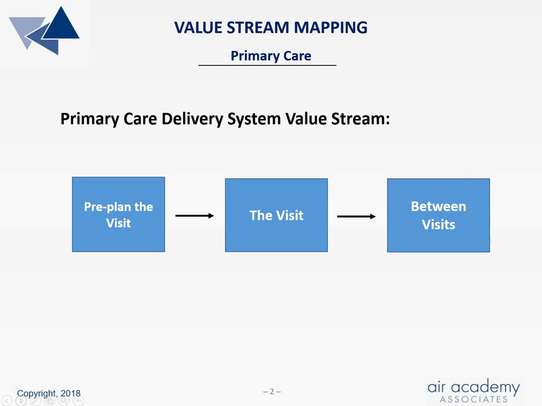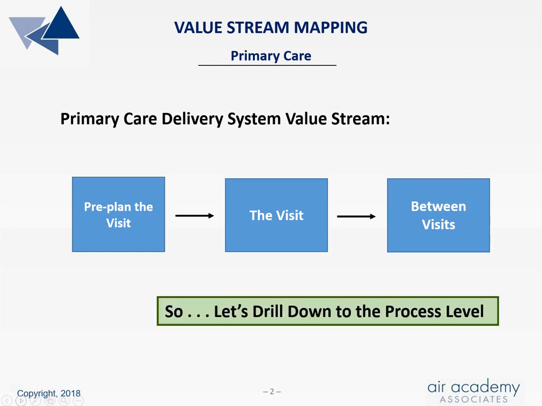This slide shows the high-level mapping of a primary care value stream. From this mapping, we can see the activities, from pre-planning the visit, through the visit itself, and lastly, between the visits. From your training, you know that the activities that are taking place to deliver the required value consist of an interconnection of processes. So let's look at the process level.